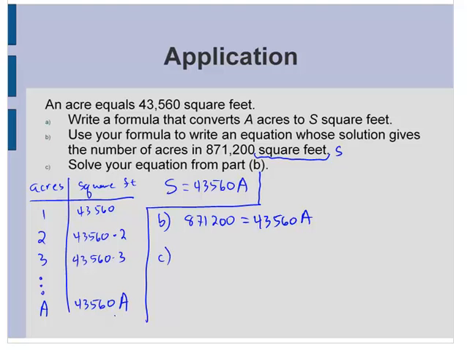Then for part C, what we would need to do is divide both sides of the equation by 43,560. Now, of course, dividing by 43,560 is not a simple task, but you should be able to go through this and find that if you solve this correctly, 20 is the quotient. And so we would have 20 is equal to A. And so therefore, we would have 20 acres.